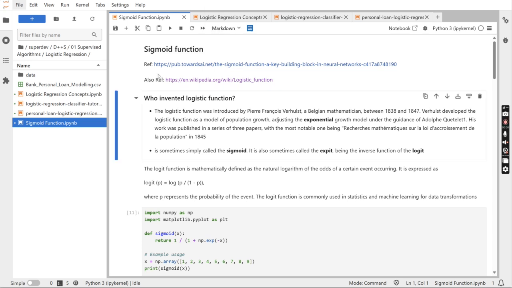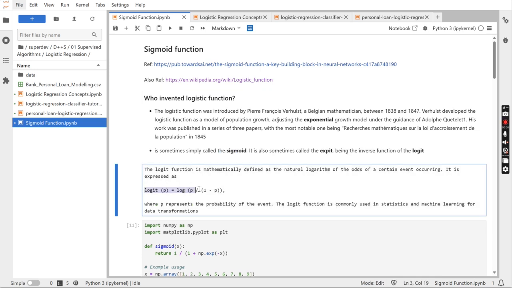sigmoid function. The sigmoid function is also called expit, or the inverse function of logit. Now, logit is nothing but the natural logarithm you are applying. So if you can see, this is the equation, this is what it looks like. If you want to find out the logit of a certain value, you can take the natural logarithm of p divided by 1 minus p. Okay, so here p represents the probability.